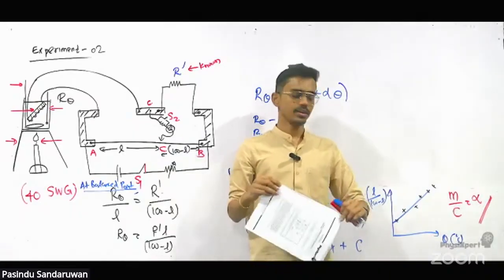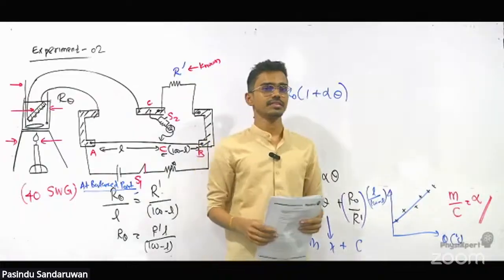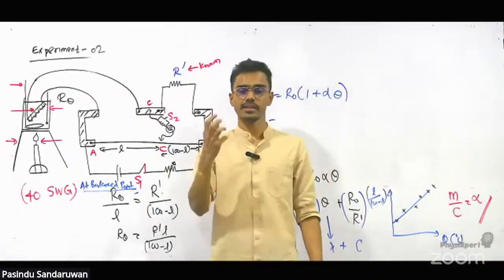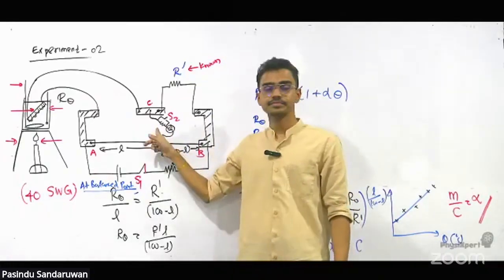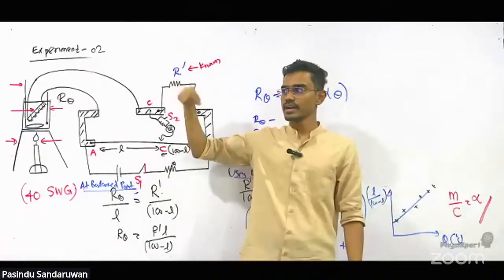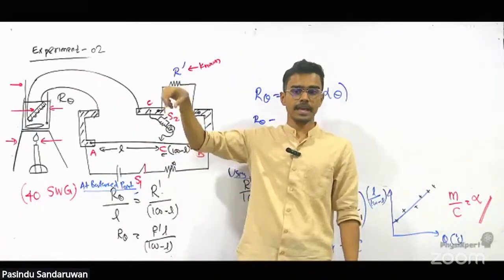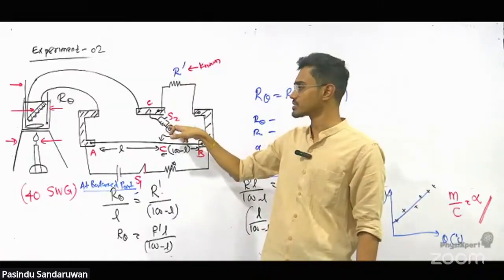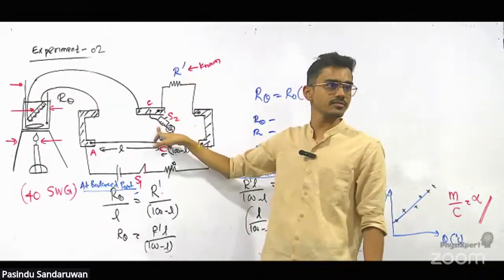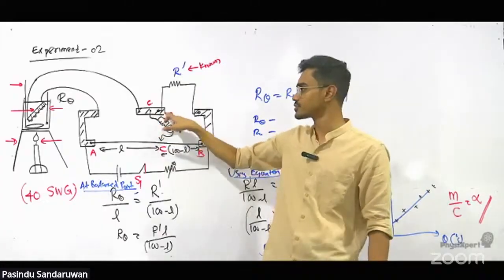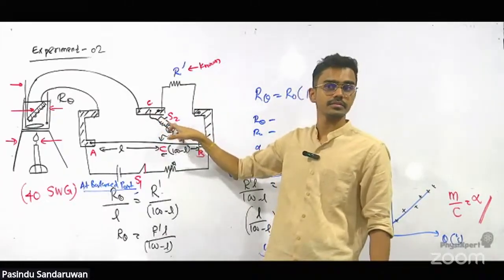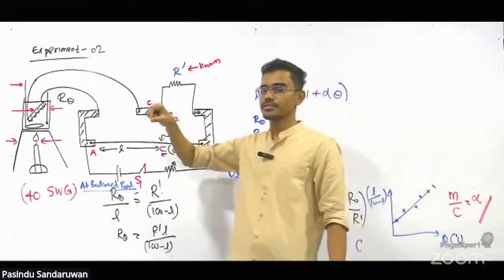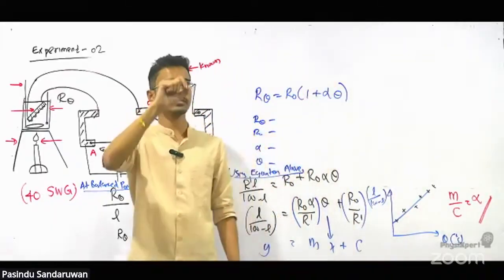First you get an idea about the rough balance point, and then we close S2 also. When S2 is closed, this resistor is short-circuited, and then current passes through the galvanometer. Then you find that exact balance point.